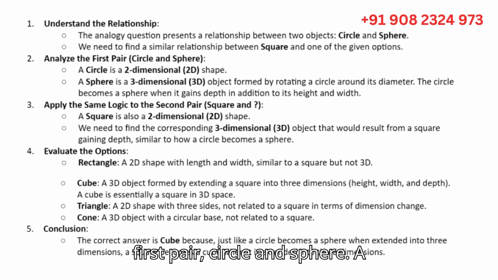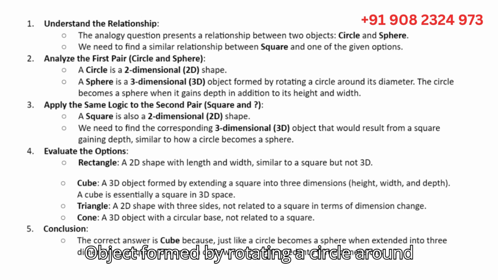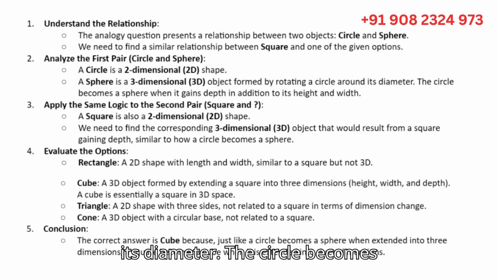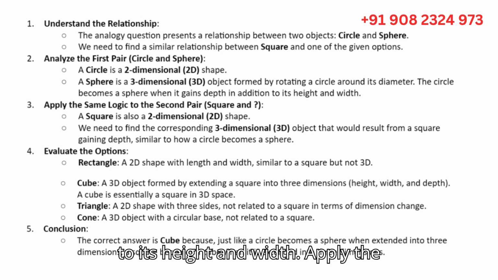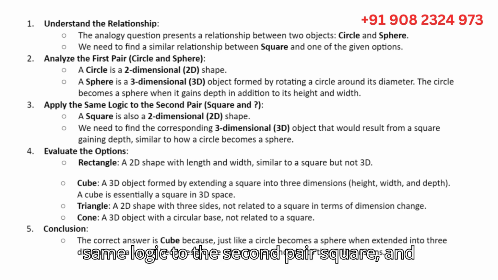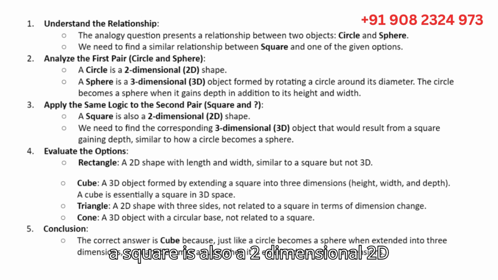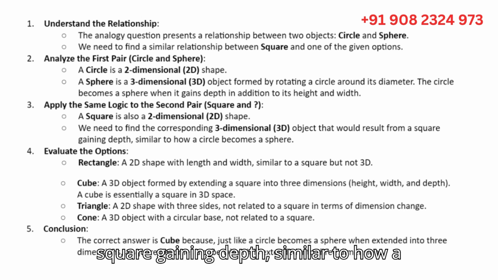Analyze the first pair, circle and sphere. A circle is a 2-dimensional, 2D shape. A sphere is a 3-dimensional, 3D object formed by rotating a circle around its diameter. The circle becomes a sphere when it gains depth in addition to its height and width. Apply the same logic to the second pair, square. A square is also a 2-dimensional, 2D shape. We need to find the corresponding 3-dimensional, 3D object that would result from a square gaining depth, similar to how a circle becomes a sphere.